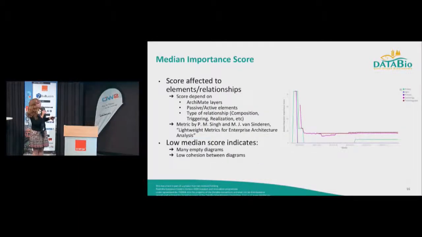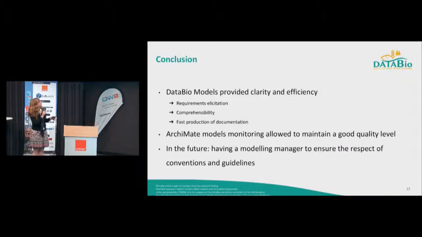And in here, you see a metric that we found in literature. There are not many metrics in literature for ArchiMate. Actually, we only found that one. And we implemented it. It is about this importance score that we can have and the low median score indication. This one gave us a metric on whether there are many empty diagrams or if there is low connection cohesion between the diagrams. And we did that for all the models that we had in DataBio.